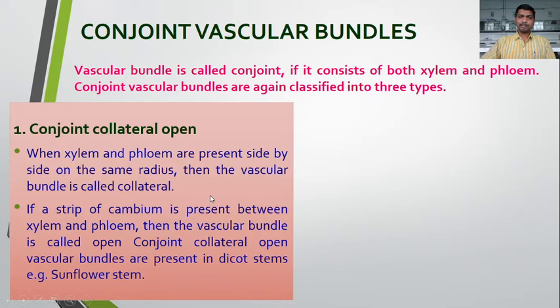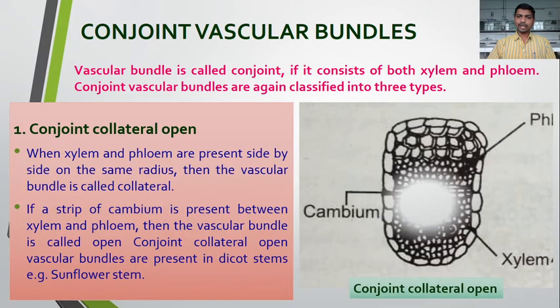When xylem and phloem are present side by side on the same radius, then the vascular bundle is called collateral. What I said, when xylem and phloem are present side by side on the same radius, then the vascular bundle is called collateral. Here we can see this is the vascular bundle, this one is the phloem, this one is the xylem. In between this the cambium has been present. So here collateral means the phloem and the xylem, both the vascular tissues are present side by side on the same radius. The vascular bundle is called collateral.